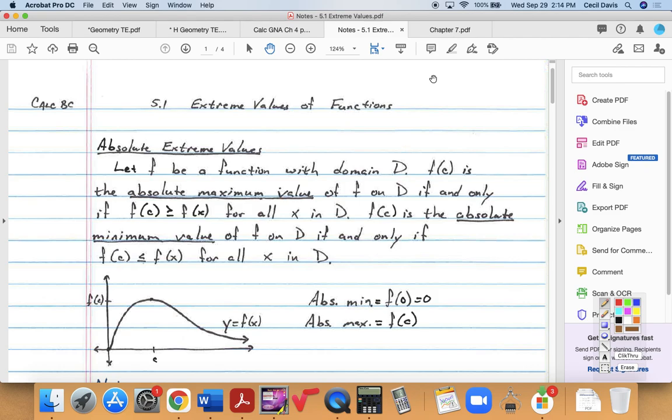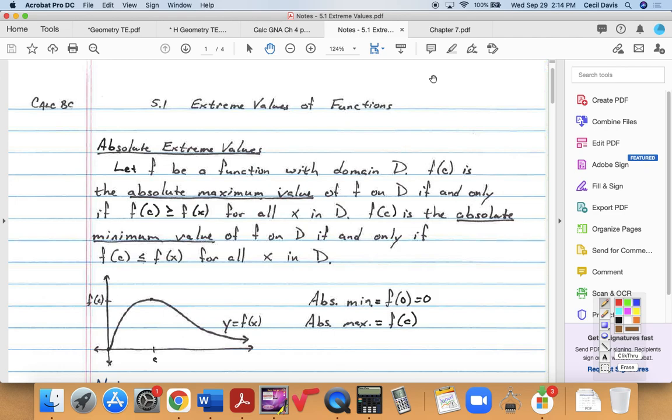Again, f of c is the absolute maximum value of f on D if and only if f of c is greater than or equal to f of x for all x in D. F of c is the absolute minimum value of f on D if and only if f of c is less than or equal to f of x for all x in D. It's a lot of x's and D's. And c. Basically, is it the highest point or not? And there can be ties.